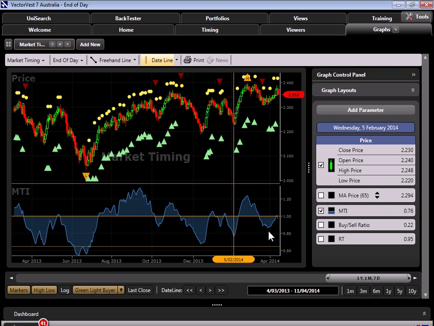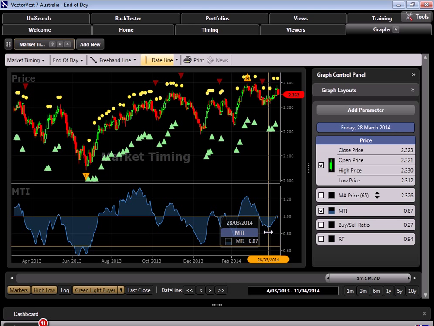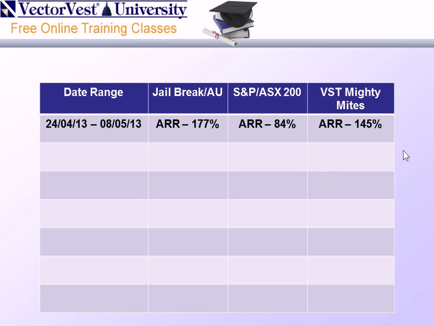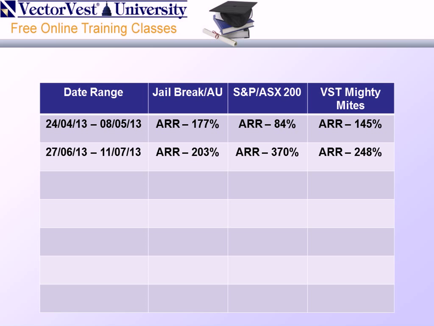And also, I know that the MTI didn't get to that 0.65 level, but we did have a market correction. We had our first green light recently in the price column of the color guard on the 31st of March. So let me show you that table. Here was that first run from the 24th of April, 2 weeks out to the 8th of May. So in the Unisearch tool, I did show you the results of that run, and also of the next one from the 27th of June to the 11th of July.